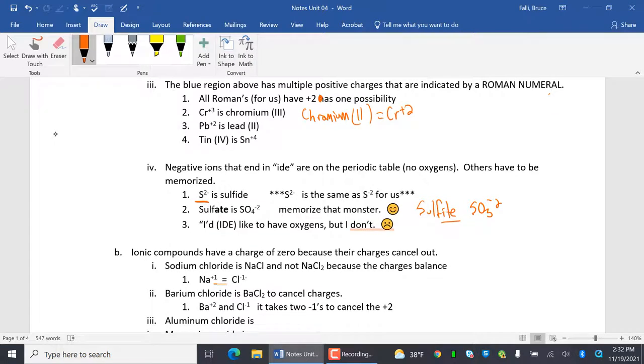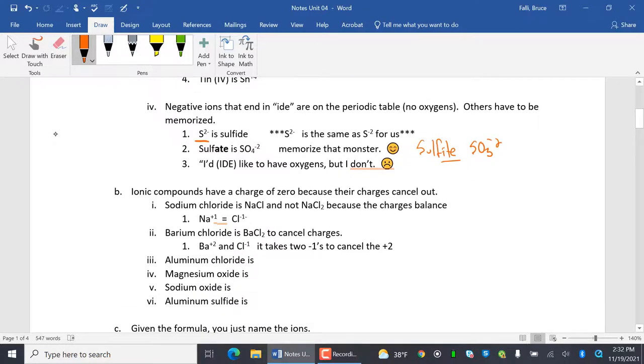Back over here, I remember this as I'd like to have oxygens, but I don't. Ionic compounds have a charge of zero because their charges cancel out. That's the whole idea. Sodium chloride is NaCl and not NaCl2 because the charge is balanced with NaCl. Na plus 1 and Cl minus 1, those balance out, right? Plus 1 minus 1 equals zero. Barium chloride is BaCl2. Do you see how barium's plus 2? It would take two negative 1s to cancel out a plus two.